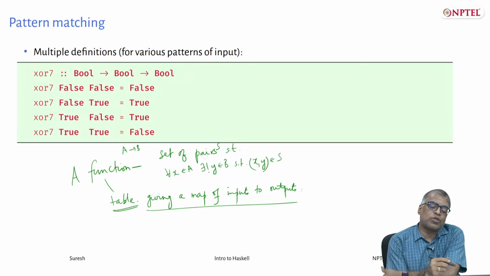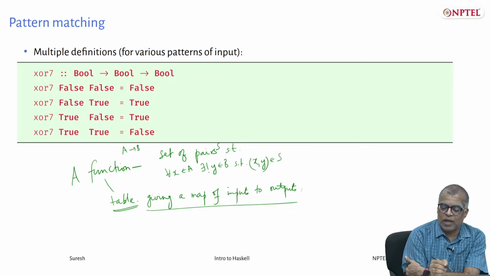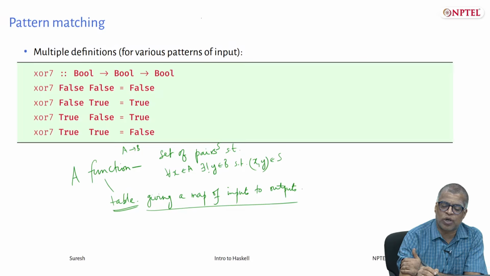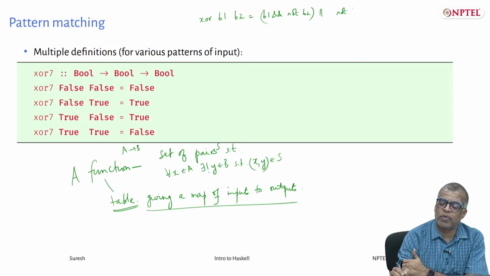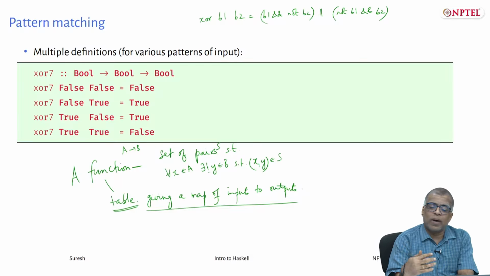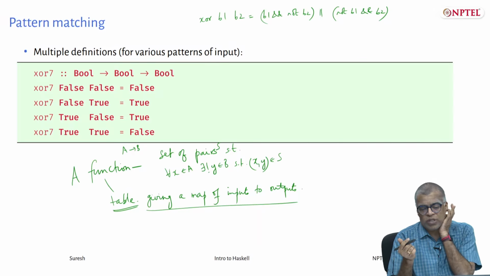Right. So, it so happens that most functions that we define have some very simple expression that you can use to define the function. For instance, for XOR, we said XOR b1 b2 is b1 and not b2 or not b1 and b2. That is a succinct way of defining the function, but what it defines is a set of pairs, inputs being mapped to outputs. Okay.